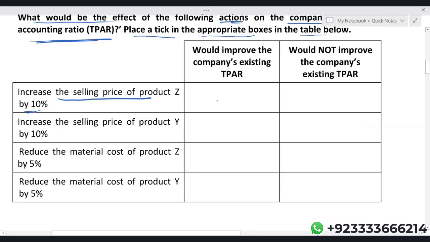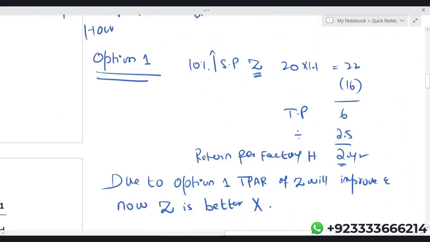So would improve existing TPR? Yes. Option 2, increase the selling price of Y by 10%. If we increase the selling price of Y by 10%, let's see what happens.